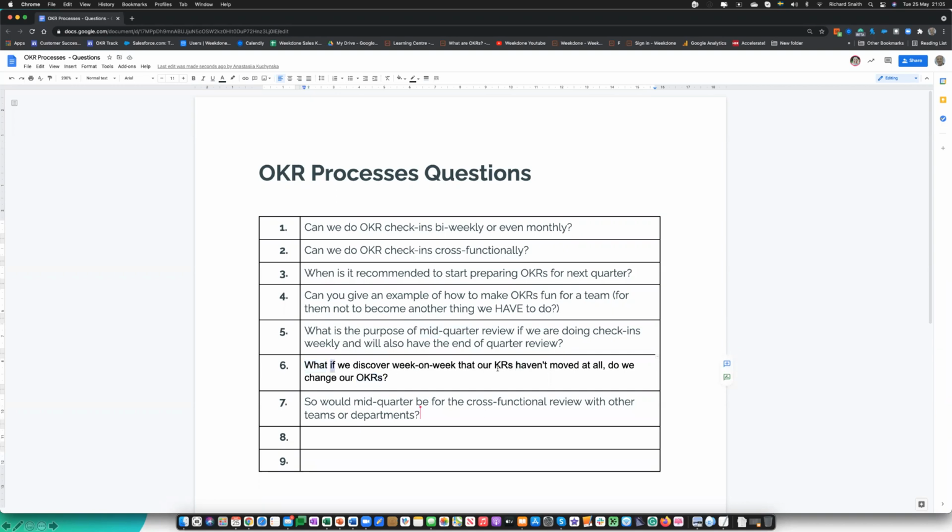What if we discover week on week that OKRs haven't moved at all? Do we change our OKRs? It could be. It depends. Did we execute plans to drive them forward? Were they the right plans? Were they the best ideas? Were they executed well? That could be one of the reasons why your KRs don't move at all.